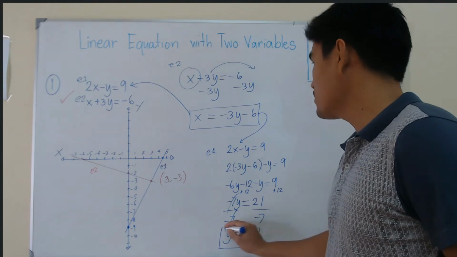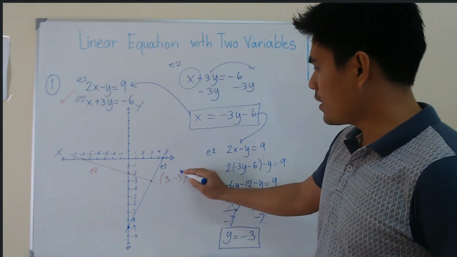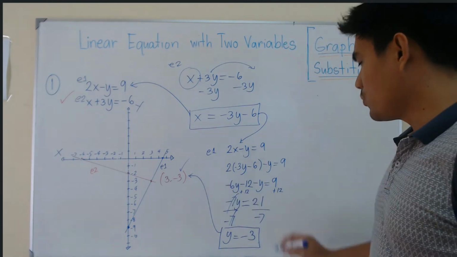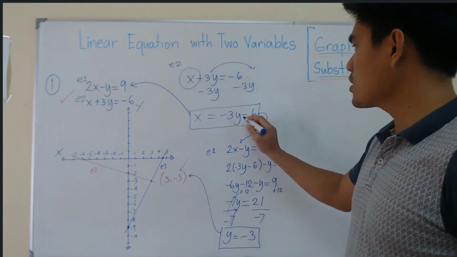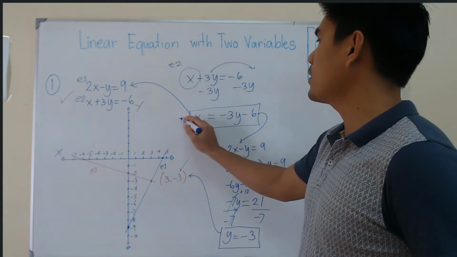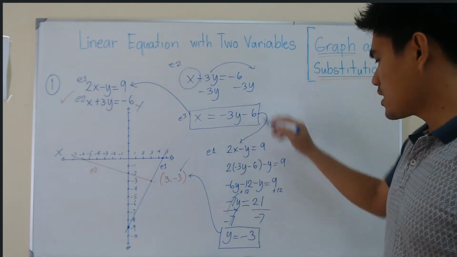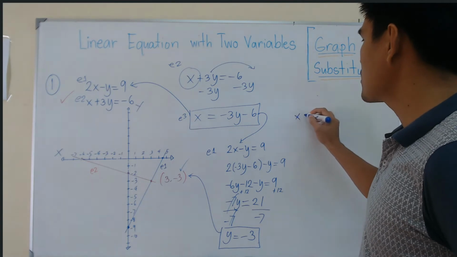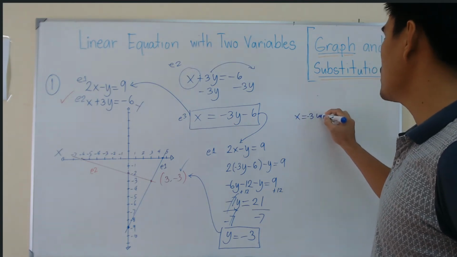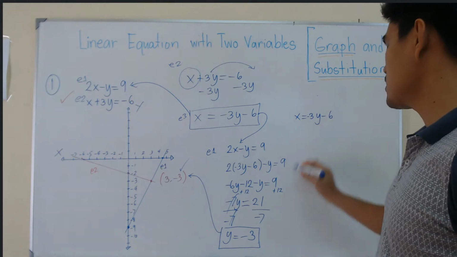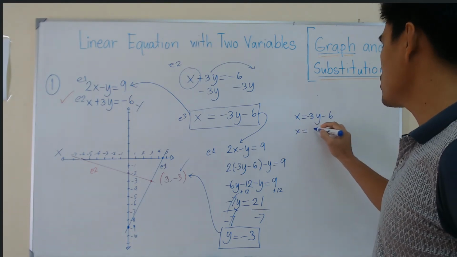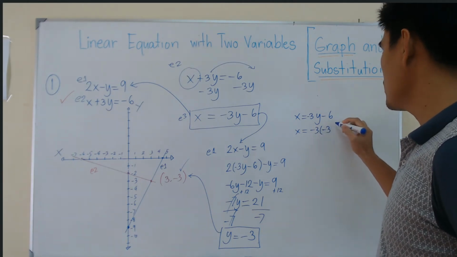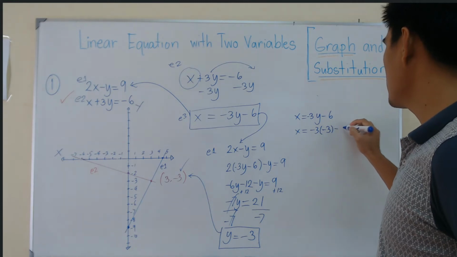Okay, so here we have y is equal to negative 3. Now we will substitute this into this equation. We call this one equation number 3. We will substitute the y. So we have here x is equal to negative 3y minus 6. So we have x is equal to negative 3 times negative 3, minus 6.